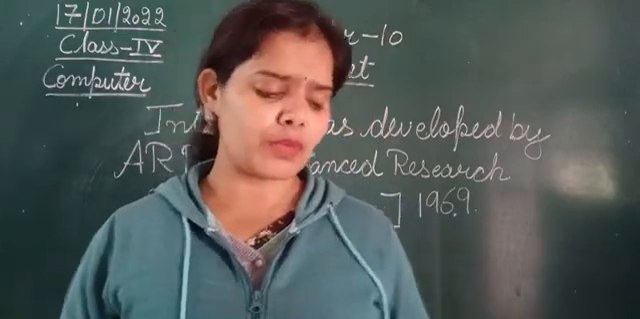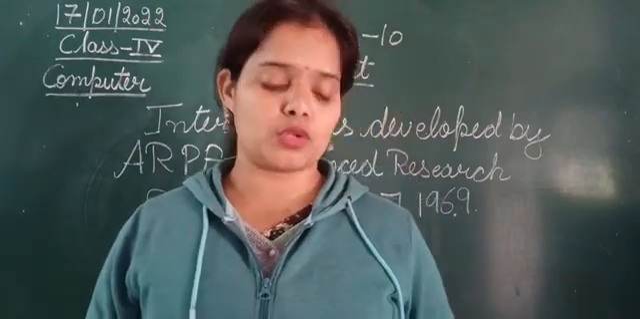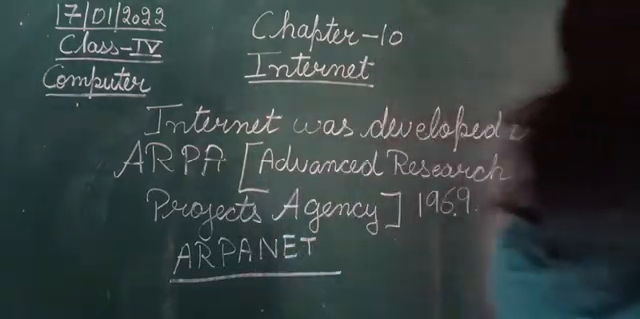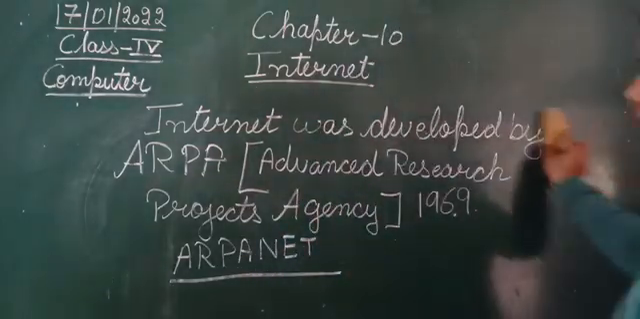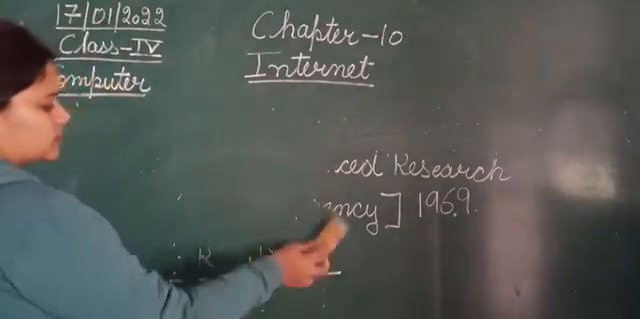Now, we are talking about the various terms that are related to the internet. So the first and foremost is www. Okay, so we already know about the www. So www means World Wide Web.